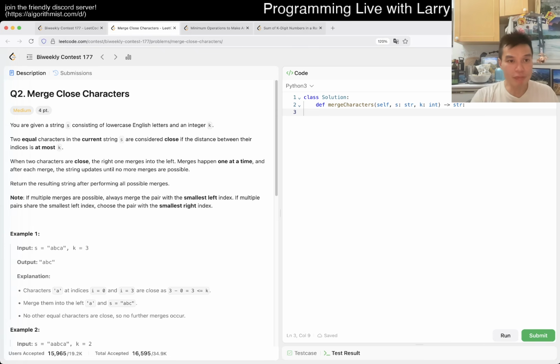All right. You're given a string S consisting of lowercase English letters and an integer K. Two characters in the current string S are considered close if the distance between their indices is at most K. Okay. When two characters are close, the right one merges to the left. Merges happen one at a time. The string updates. Okay. Return the resultant string after performing all possible merges.